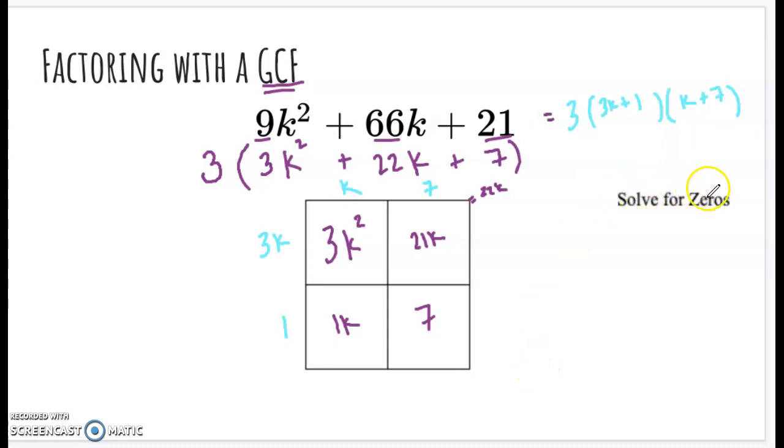Okay, and if I want to go ahead and solve for my zeros, I'm just going to take that and set it equal to 0. The nice thing when you're solving to find those zeros is that you really just need to look at the factors with the variables, right?